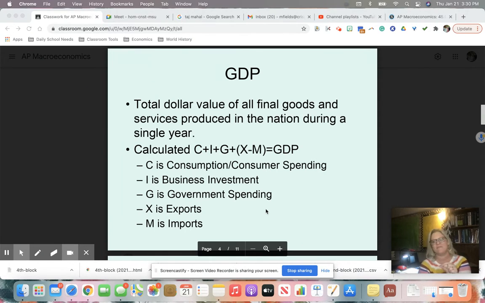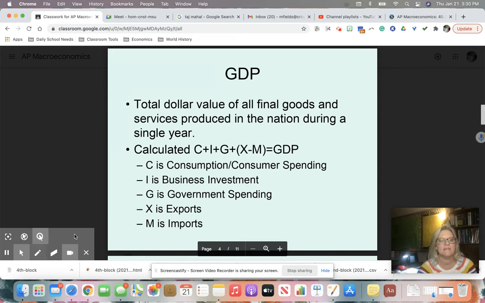So we have to break that definition down and pull out what it really means. The first thing we have to understand is that it is the total dollar value. Total says we're going to add something up, and dollar says that we are going to express GDP in a dollar amount. So it will be in the billions of dollars or in the trillions of dollars, depending on what country you're in. So it is expressed in a dollar amount, and it is on final goods and services.